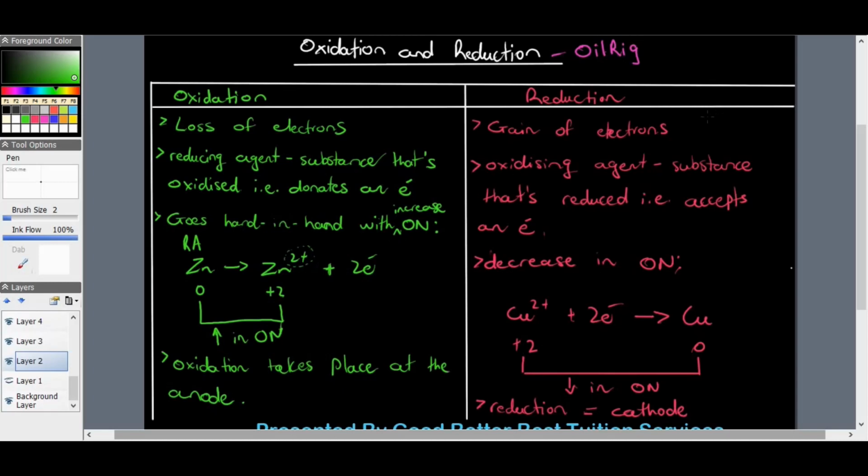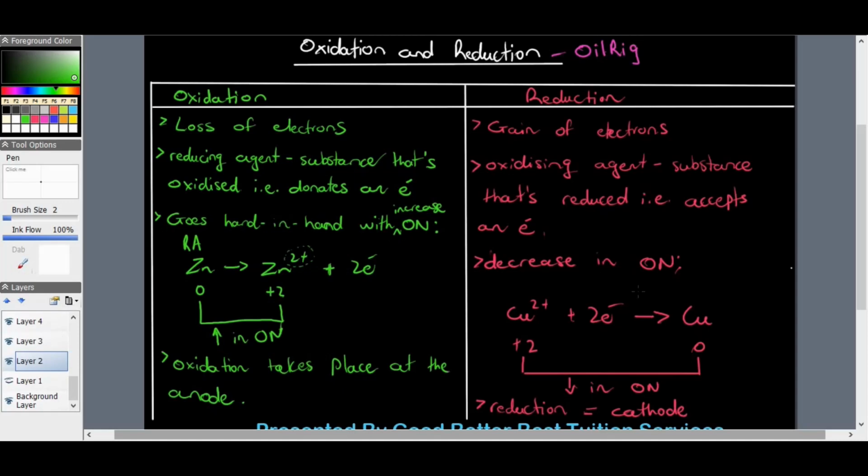That's oxidation. Its cousin, reduction, is completely the opposite. Reduction is the gain of electrons. In a reduction half reaction, we find what is called the oxidizing agent. In other words, the oxidizing agent is the substance that is reduced. It accepts the electrons from the other substance or from the other reactant in the reaction. So reduction goes hand in hand with the decrease in the oxidation number.